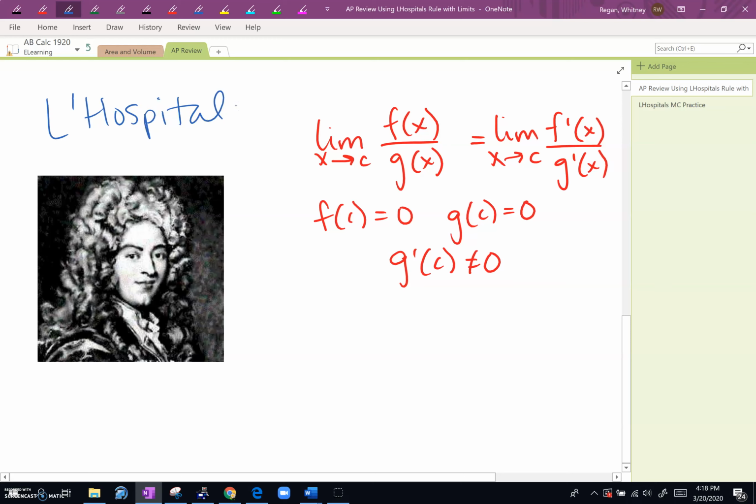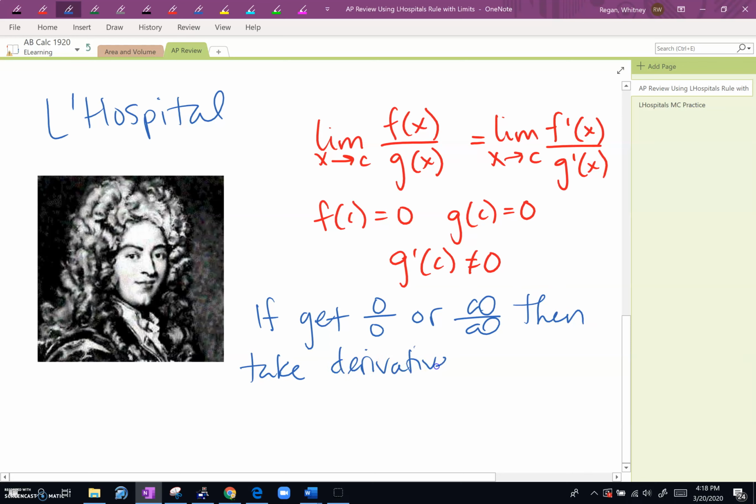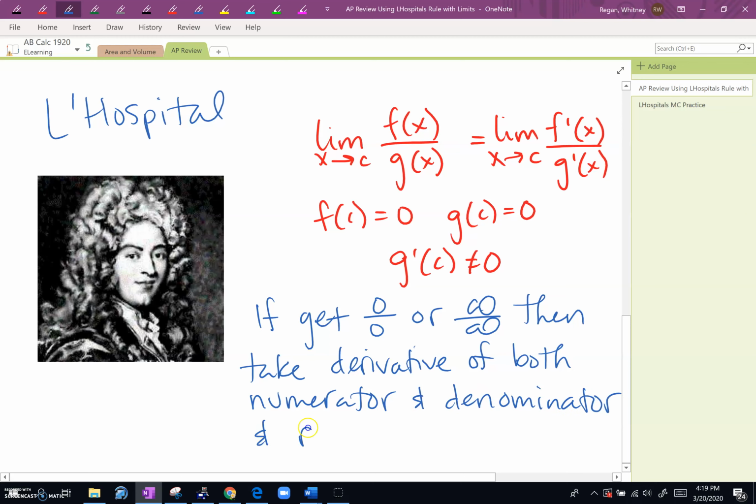Is sometimes what people like to call it. I like to be all French and everything and write it L'Hopital. So if you get 0 over 0 or infinity over infinity, then you can take the derivative of both the numerator and denominator. Cannot spell denominator, and redo the limit.